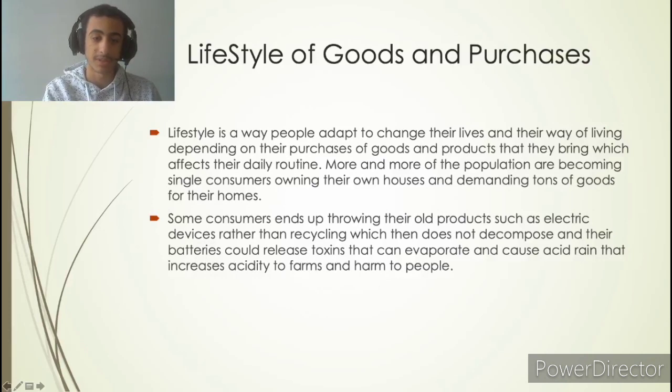Lifestyle of goods and purchases. Lifestyle is the way people adapt and change their lives and their way of living depending on their purchases of goods and products, which affects their daily routine. More and more of the population are becoming single consumers, owning their own houses and demanding tons of products for their homes. Some consumers end up throwing away their old products such as electric devices rather than recycling, which then do not decompose, and their batteries could release toxins that can evaporate and cause acid rain that increases acidity to farms and harm to people.